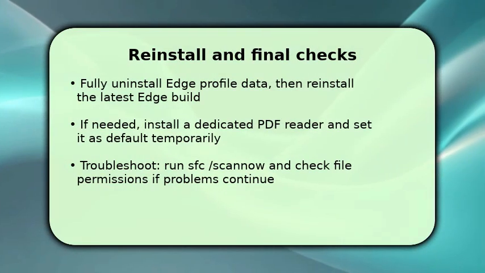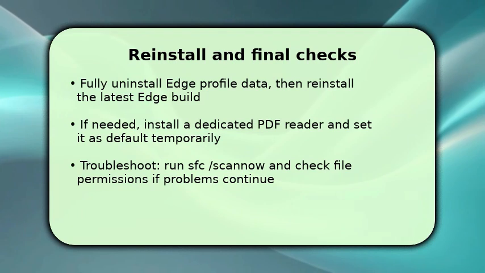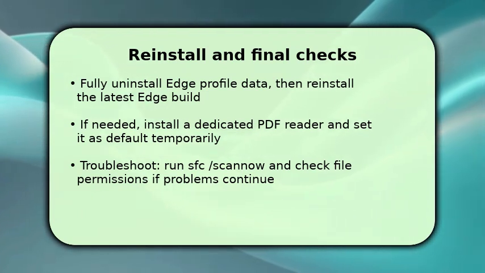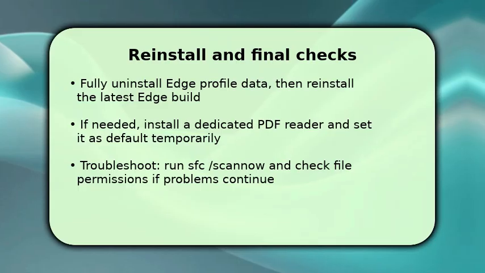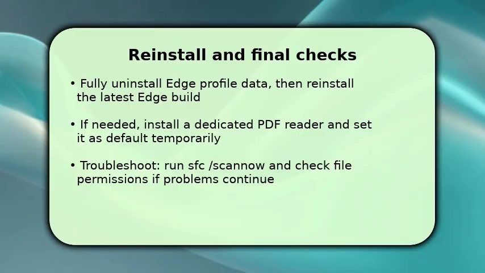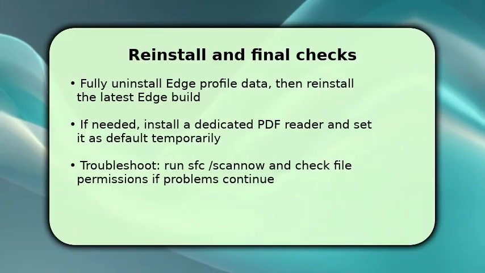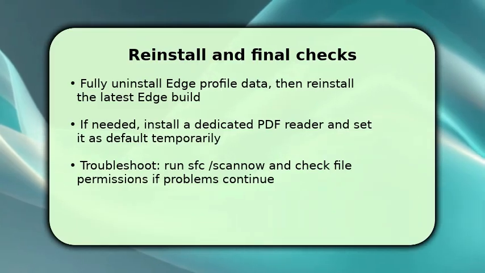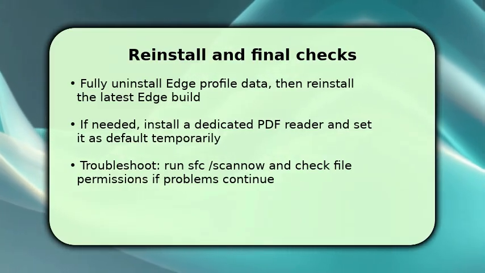If repair fails, backup bookmarks and profiles, then uninstall Edge and reinstall the latest version. A clean install fixes deeper corruption. If immediate access is required, install a standalone PDF reader and set it as the default while you finish troubleshooting. Make sure the PDF files themselves aren't blocked by right-click properties.